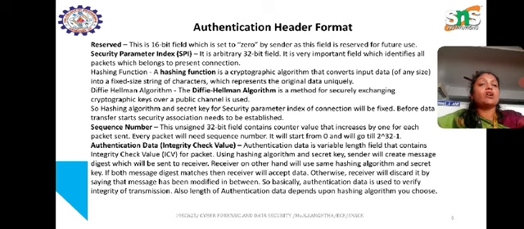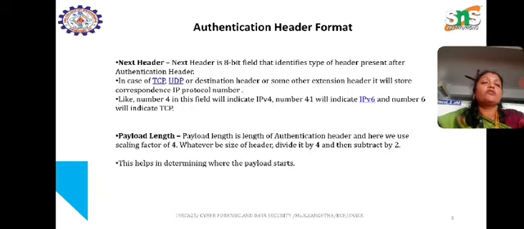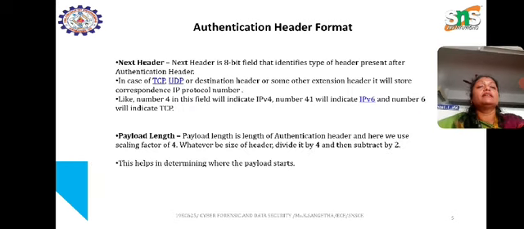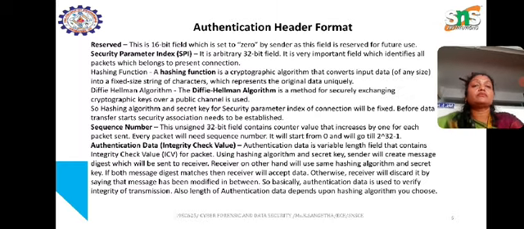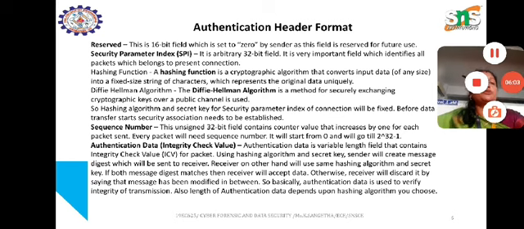So basically, authentication data is used to verify the integrity of transmission. Also, length of the authentication data depends upon the hashing algorithm that we are choosing. And the next header is an 8-bit field that identifies the type of header present on the field. So hope this video will help you to understand what is authentication header.